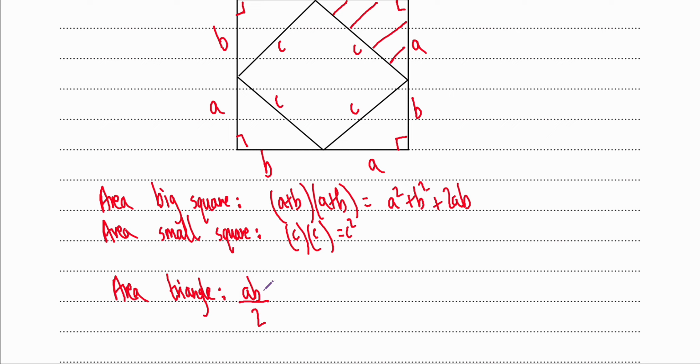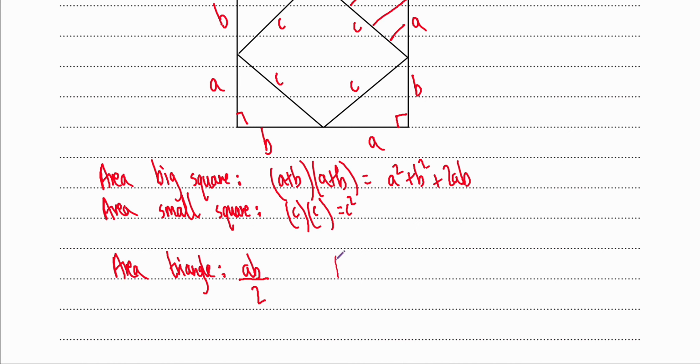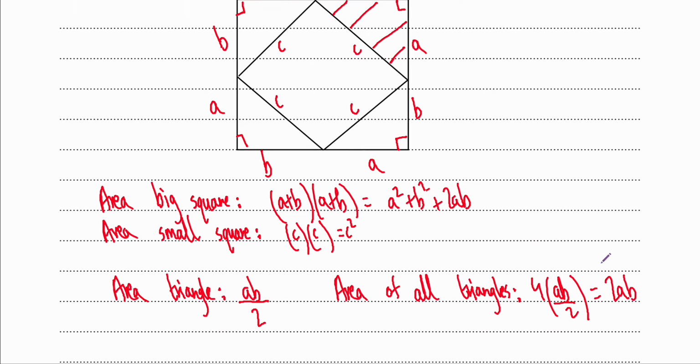Okay, so far so good. And now how many triangles do I have? I have 1, 2, 3, 4 triangles, right? So the area of all triangles is going to be 4 times A times B over 2. So it's going to be 4 times AB over 2, which is actually equal to 2 times AB. Okay, so far so good.